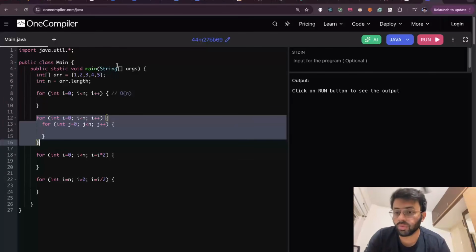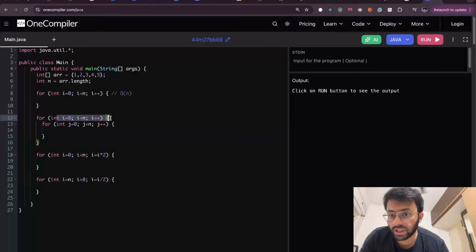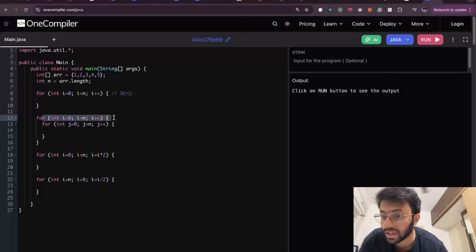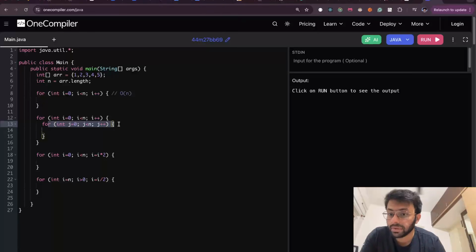Okay, so what will it be? The time complexity of the outer loop is big O of n, because this is going n times. It is having n operations. Similarly, the inner loop is also going n times. It is also having n operations. So the outer loop will have big O of n time complexity. The inner loop will also have big O of n time complexity.